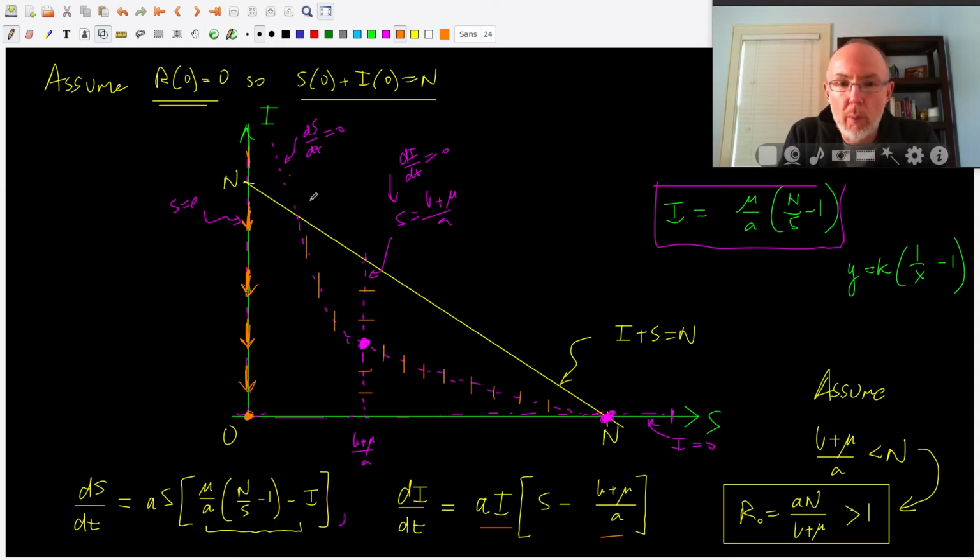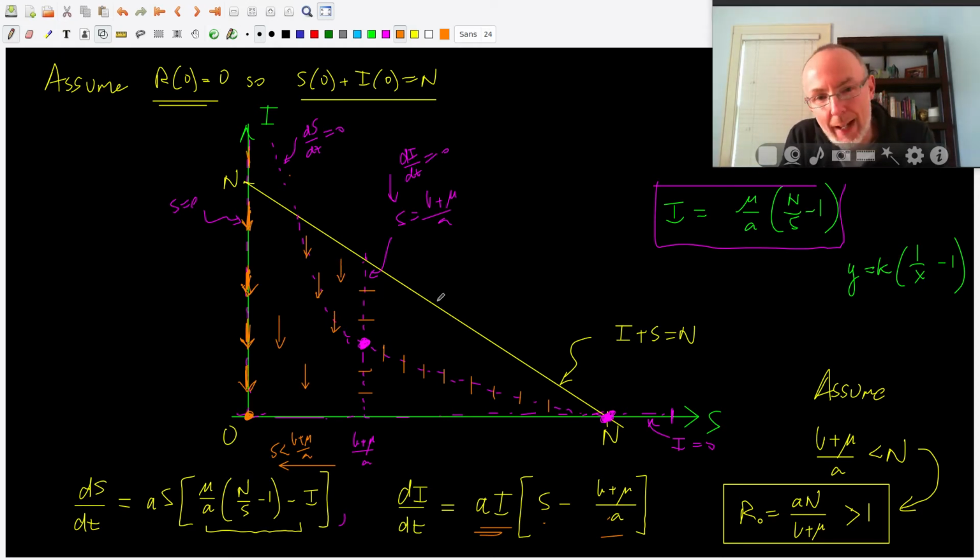Now, we've got to look in these 4 little regions that you can see there to find out what the other variable is doing. So let's look when the S value over here is less than B plus mu over A. So everything to the left of this line is where S is less than B plus mu over A. And so di dt is negative because this is always positive and S is smaller than the thing you're subtracting. And so the rate of change of I is negative. So I is decreasing everywhere to the left. I is decreasing, right? All of these trajectories are decreasing.